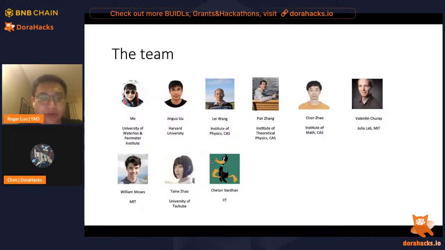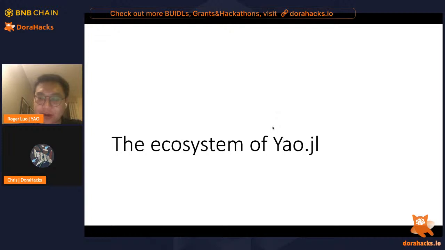So the team has been growing from four people initially, with a few other people joining later. And now we have some core developers inside this ecosystem from different institutes. So we have grown our ecosystem a bit more in the past 2 years.